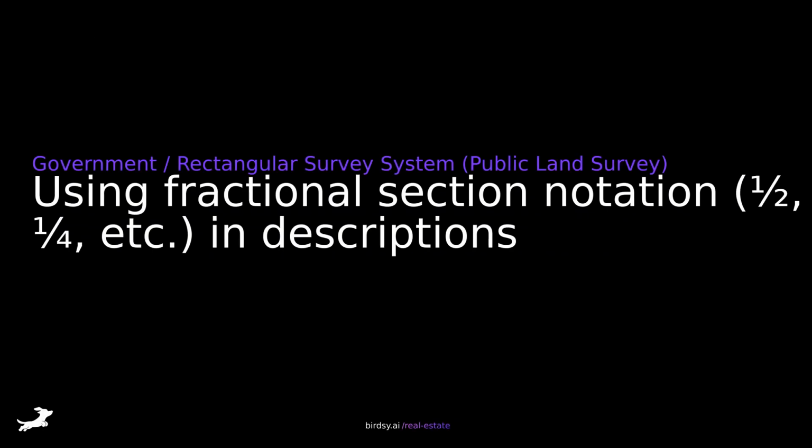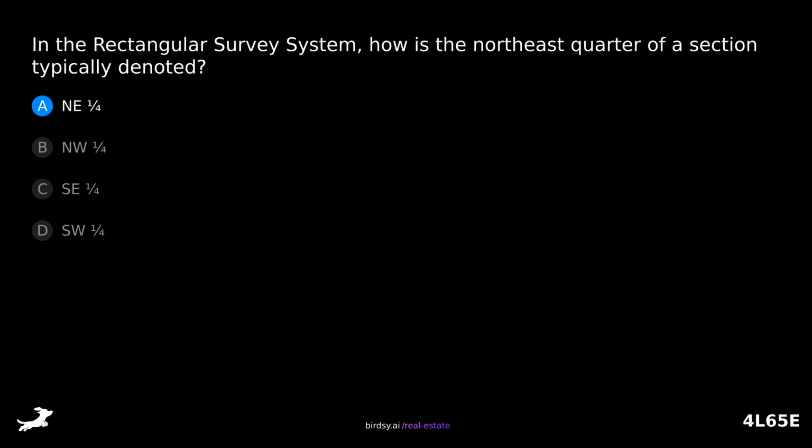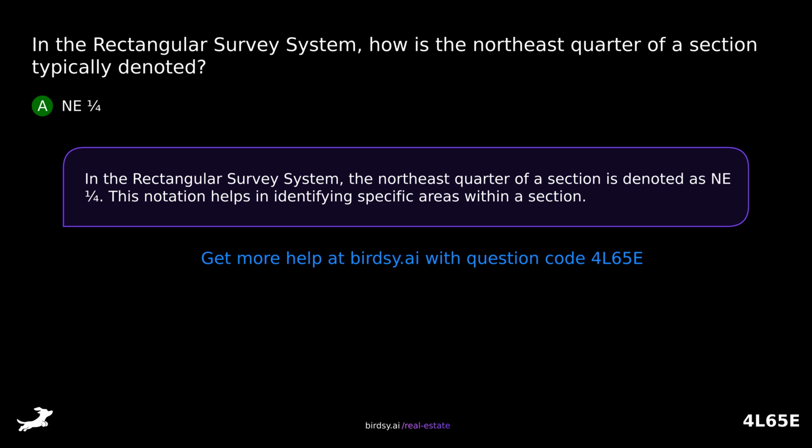Using fractional section notation, half, quarter, etc. in descriptions. In the rectangular survey system, how is the northeast quarter of a section typically denoted? Is it A, northeast 1/4, B, northwest 1/4, C, southeast 1/4, or D, southwest 1/4? The answer is A, northeast 1/4. In the rectangular survey system, the northeast quarter of a section is denoted as northeast 1/4. This notation helps in identifying specific areas within a section.